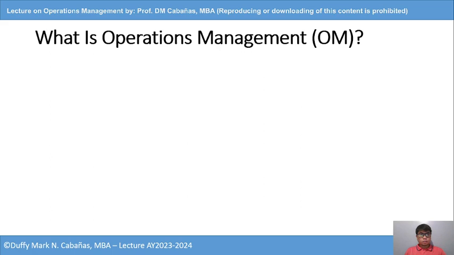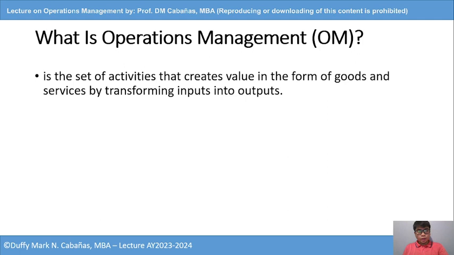First off, we need to understand what operations management is. Operations management, or OM, is the set of activities that creates value in the form of goods and services by transforming inputs into outputs. So it's between goods and services, not just goods. When you say production management, it is the creation of goods, while here in operations management, both goods and services. We need to understand that in all organizations, whatever the industry is, there's always operations management.